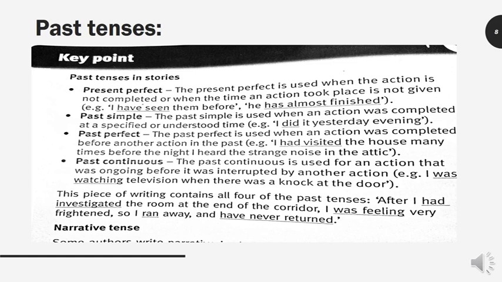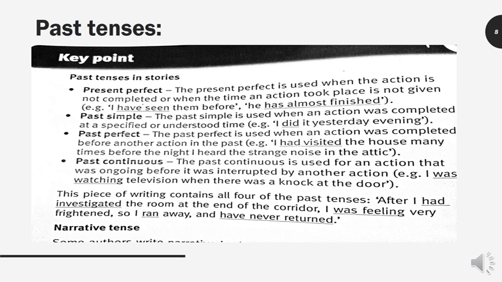The present perfect is used when the action is not completed or when the time an action took place is not given. So what does that mean? It started in the past, but it's not completed. Okay? So the example would be, I have seen them before. He has almost finished. Started in the past, but not completed yet. Past simple is the second one. What's past simple? It's used when the action was completed at a specific or understood time. So when you say, I did it yesterday, you know exactly that yesterday was the time you finished this.